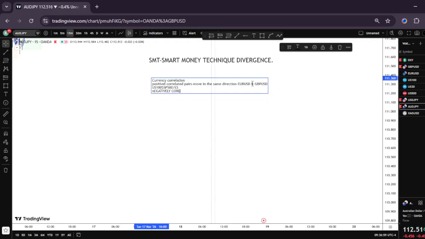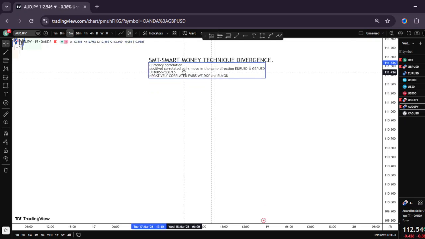And for negatively correlated pairs, we have DXY and now Euro, EU, which is EURUSD, and GU, which is GBPUSD.